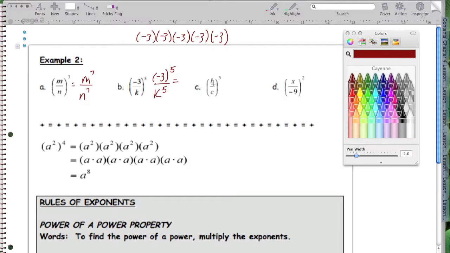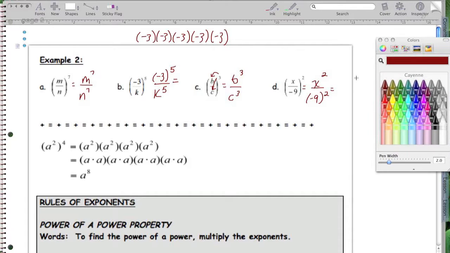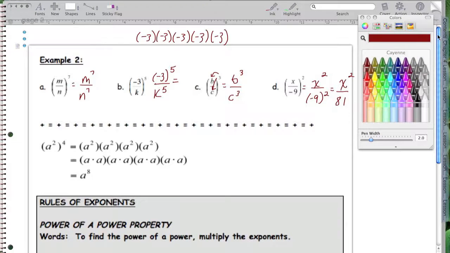Alright, letter C, b over c cubed is going to become b cubed over c cubed. All I'm doing is distributing that 3 into the numerator and denominator, that cubed power. And in letter D, it's going to be x squared over negative 9 squared, and we know that negative 9 squared is actually 81, so x squared over 81. Final answer. Alright, let's move on down.